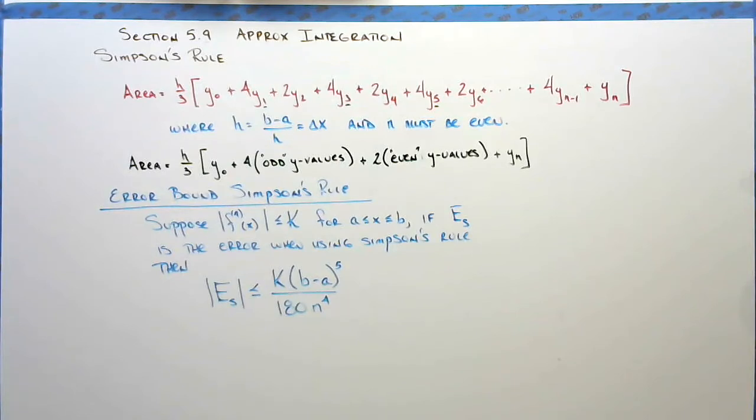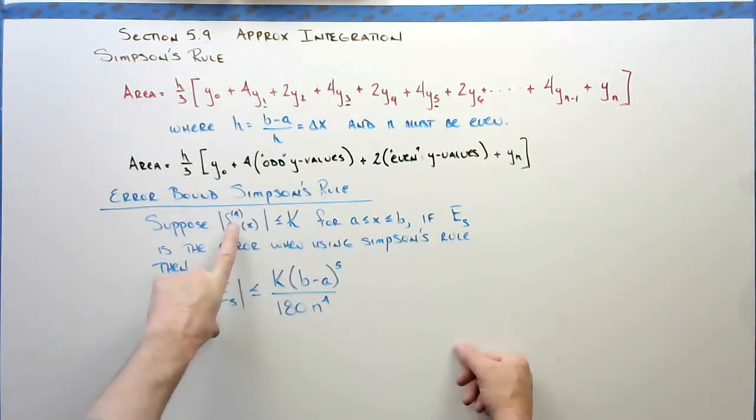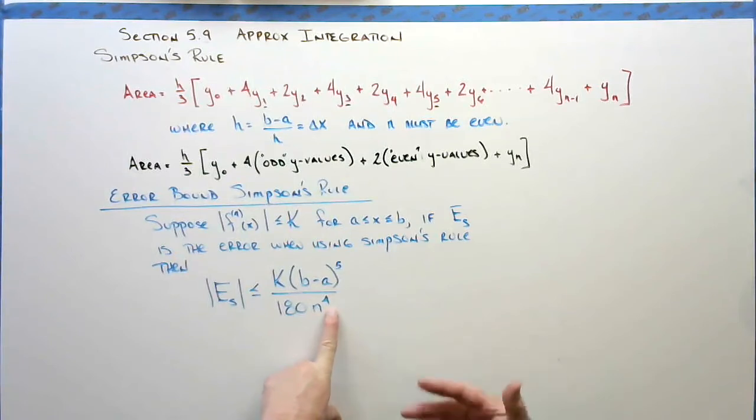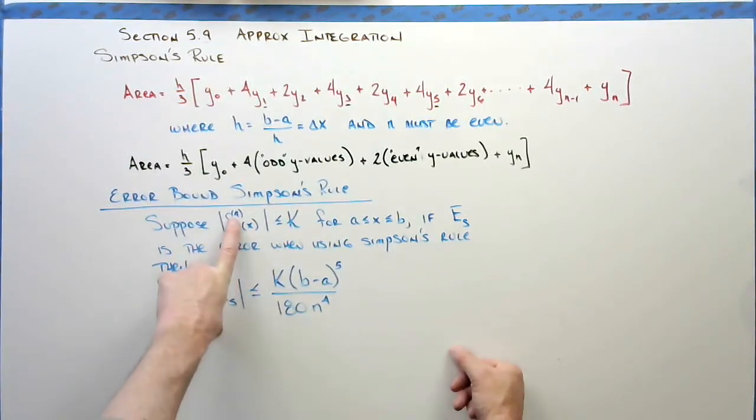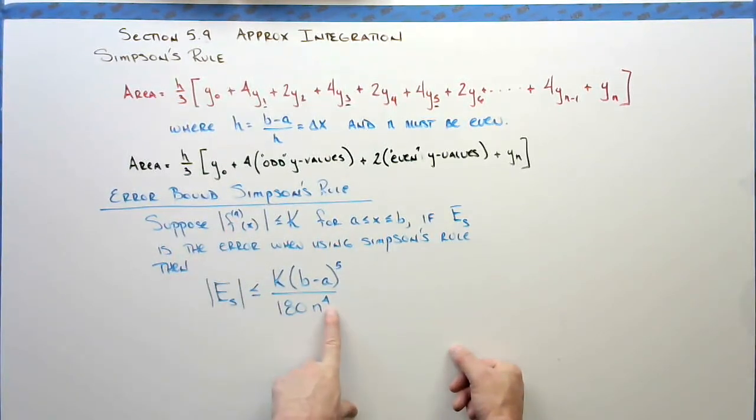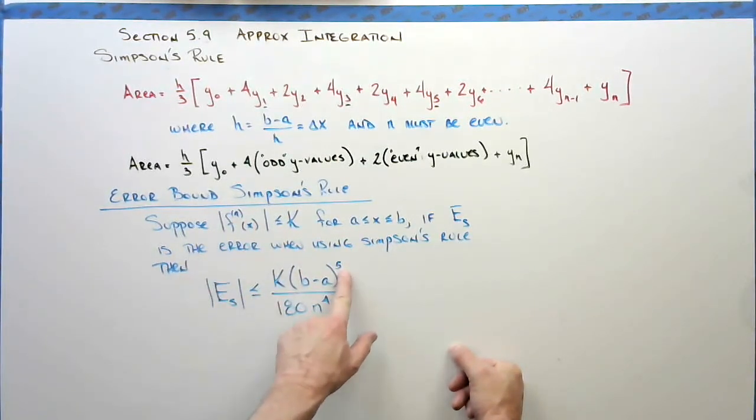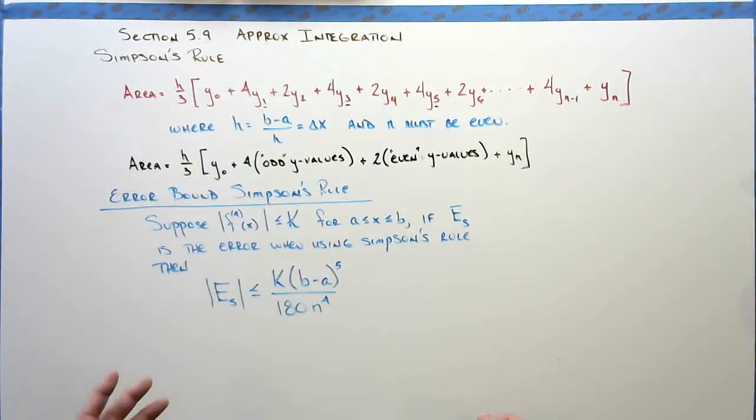In the previous versions of the errors for the trapezoid rule and the midpoint rule, this was the second derivative, this was squared. Now it's the fourth derivative, this is to the fourth power. This is how we keep this straight. If we can just remember this is the fourth derivative, we know this has to be the fourth power because they match. If we can keep straight this is the fourth derivative, then we know this is the fifth power because the power on b minus a is always one more than the derivative we're taking to find our value of k. All right, so that's Simpson's rule.